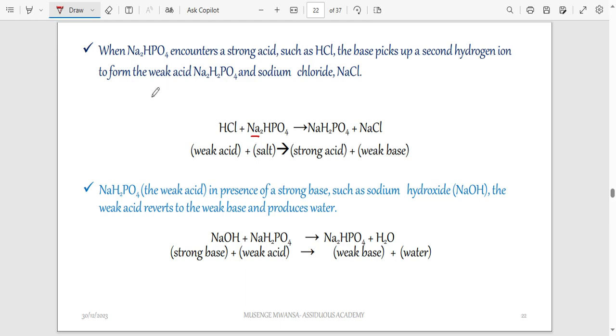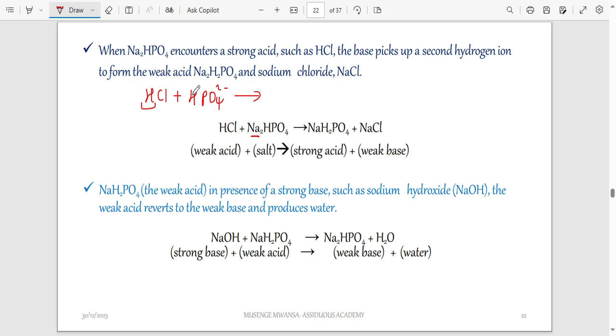So I can simply write this like this: HCl, remove the sodium. That will just be HPO4 with a 2 minus. That's the base. So what will happen in this case if the reaction really happens? If the reaction happens, since this is the acid, remember we said that an acid is a proton donor. So this hydrogen is going to be donated.